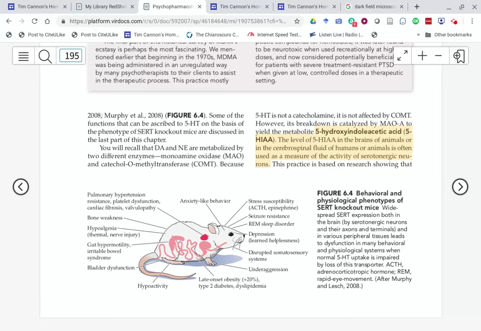5-HIAA. That's a breakdown product. So serotonin is not a catecholamine. It's not affected by COMT, which you read about in the last chapter. However, its breakdown is catalyzed by MAOA to yield the metabolite 5-hydroxyindoleacetic acid, 5-HIAA. And you can measure that, as was discussed in the last chapter for catecholamines. You can measure that in CSF.